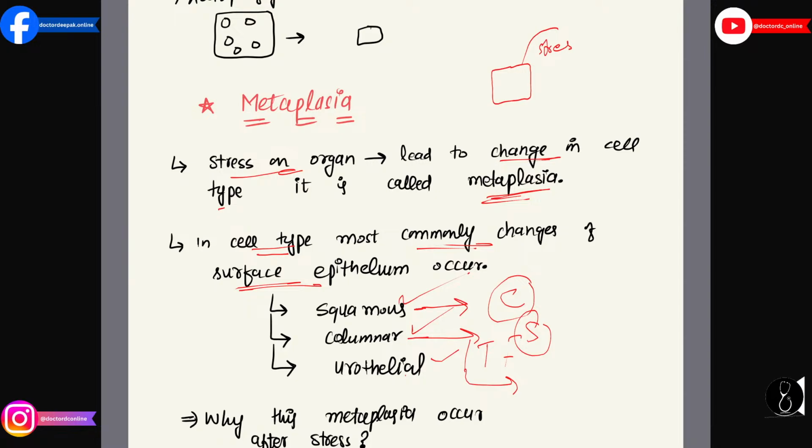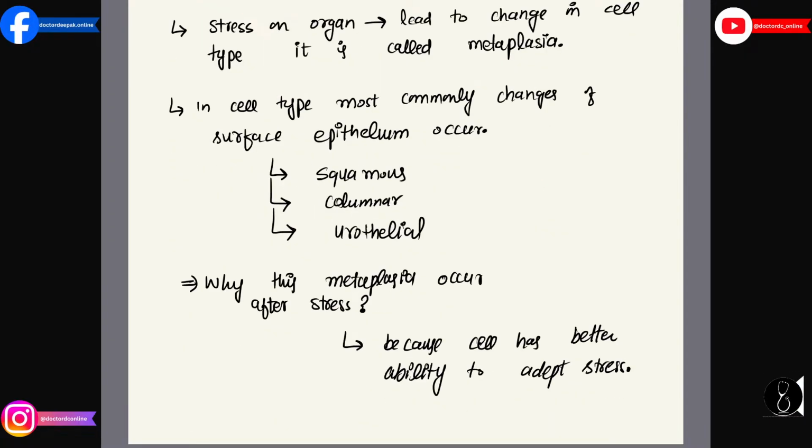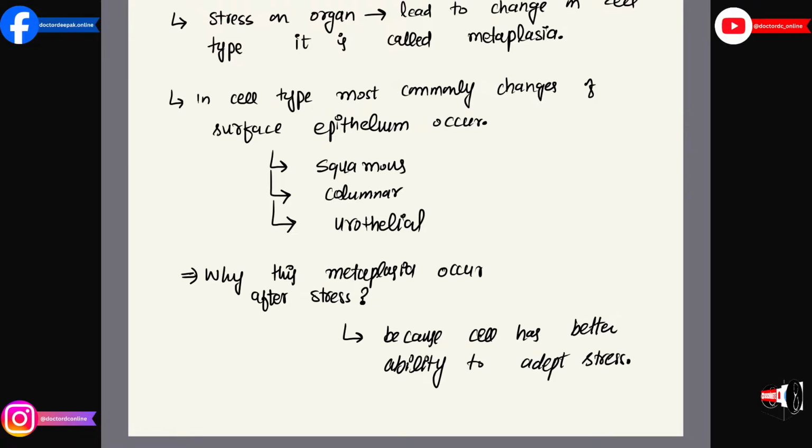Basically, metaplasia is simply a change of cell type. When a cell changes from one epithelium to another epithelium, it is called metaplasia. Please always keep this in mind. Let's take an example to understand this. First of all, we have to understand why metaplasia occurs after stress.